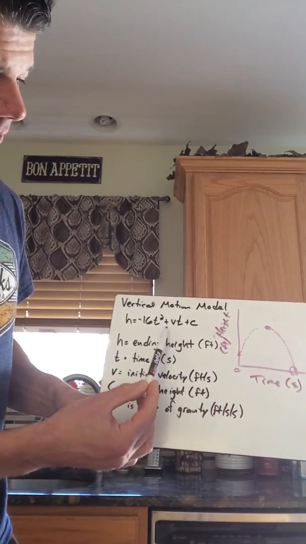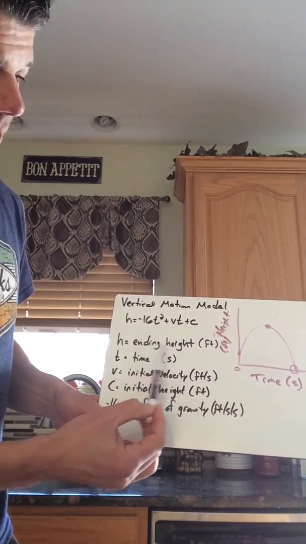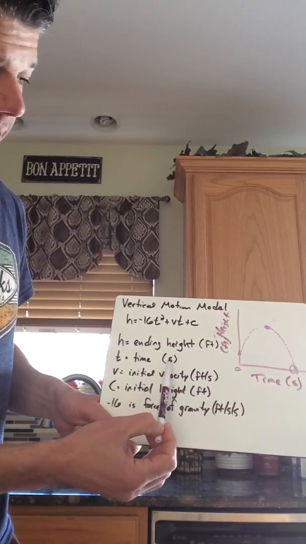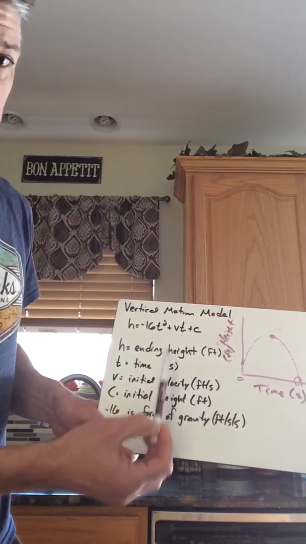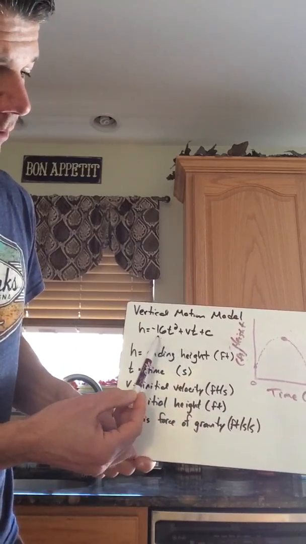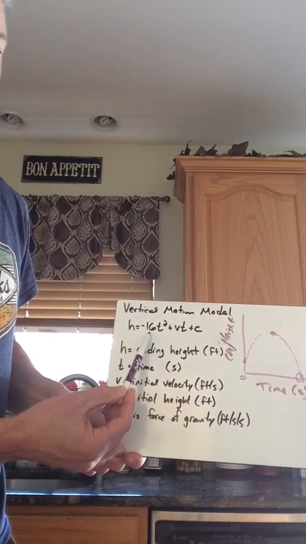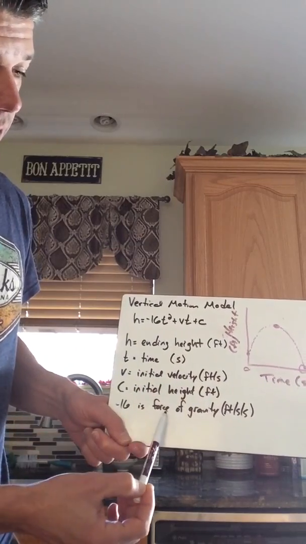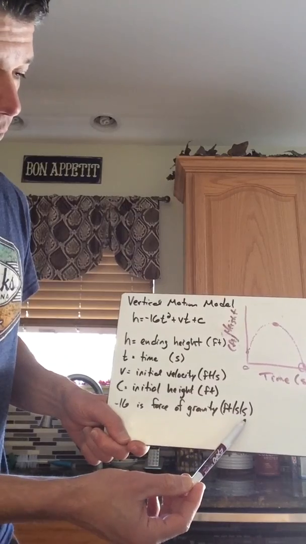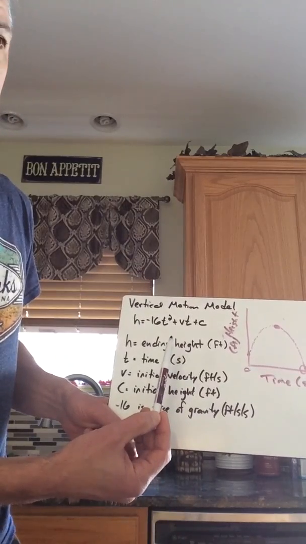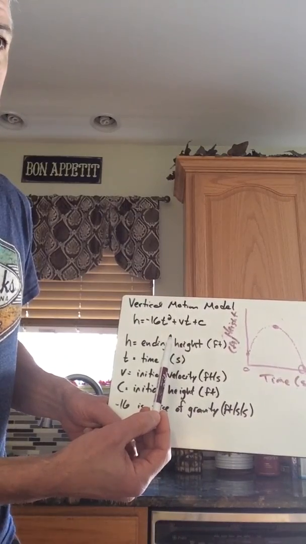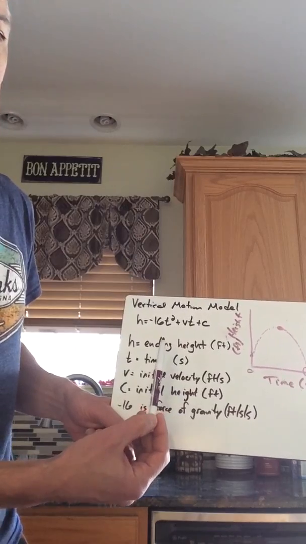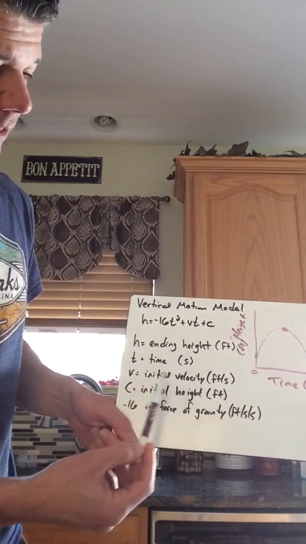t in this case is our time. And by the way, our height is in feet. Our time is in seconds. So we're not in meters per second. We're in feet per second, which is why we have that negative 16. That's our force of gravity, negative 16 feet per second per second. If we were using the metric system, we'd have negative 9.8, but here we're negative 16.